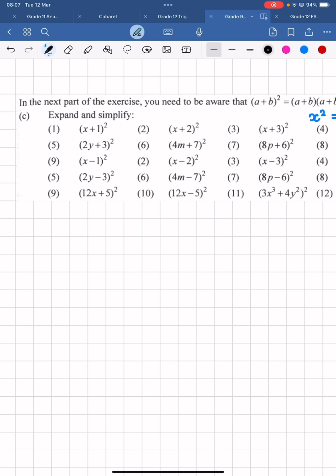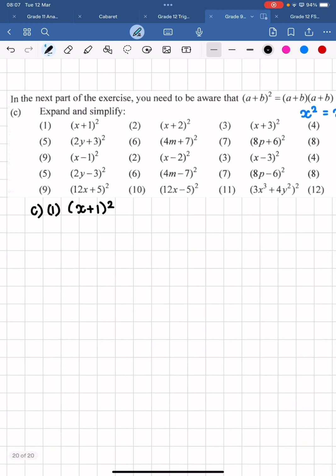Okay, so for C1, I'm going to do a few of these with you, and then I'll give you the rest to practice on your own for a bit. When we are looking at (x + 1) squared, I can tell you now the most common mistake, and people continue doing this even in matric. When I mark matric final exams, I still see people doing this. They think that when you have a bracket squared, you can just say x squared plus 1 squared.